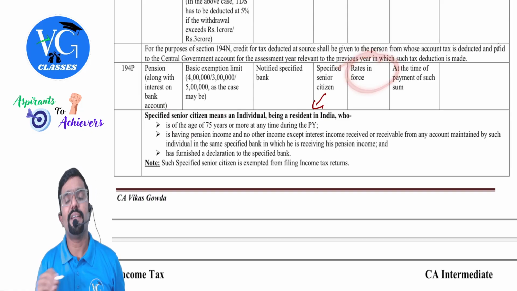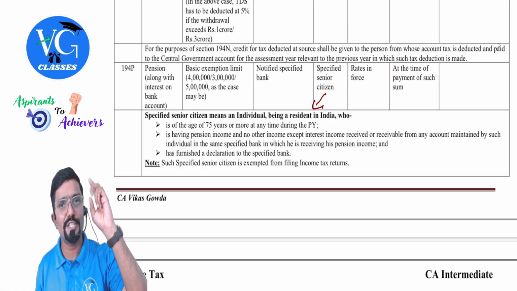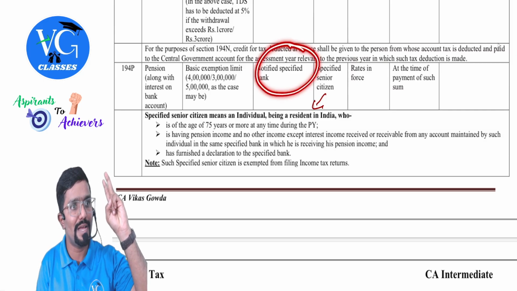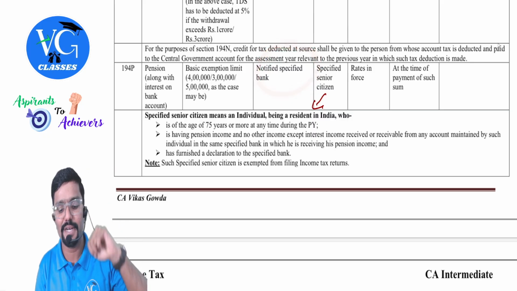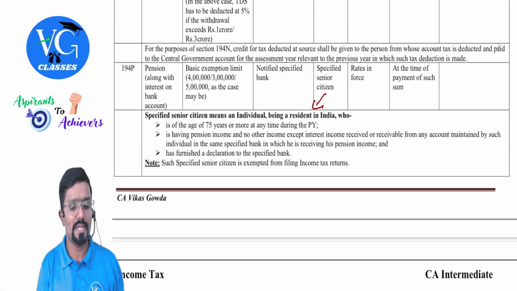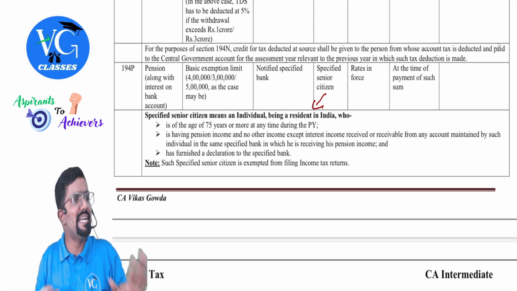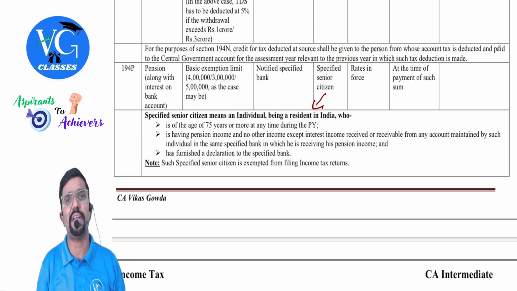What is the TDS rate? Rates in force. Rates in force, guys, means simple. Considering both pension income and interest income, the bank has to calculate the total income of the senior citizen. They have to calculate the tax liability as per the rates applicable to that senior citizen, considering basic exemption limit, everything. Whatever is the tax liability of that senior citizen, they will deduct it entirely as TDS. So that is why they have not given any specific rate here.